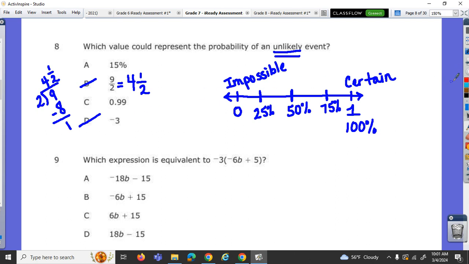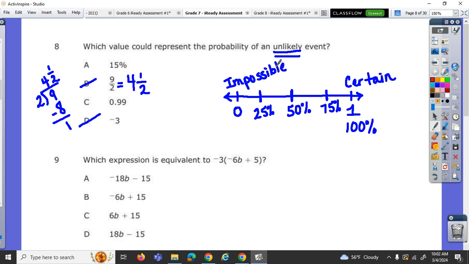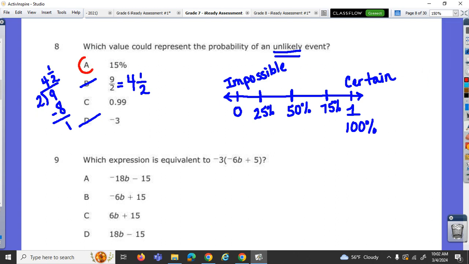All right, if you were thinking A, you're on the right track. 15% chance, about right here, right? Probably not going to happen, but there's still a chance. Whereas this is the same as a 99% chance, right? So think about going 2 hops over. So that would be almost certain to happen. So A is our right answer.